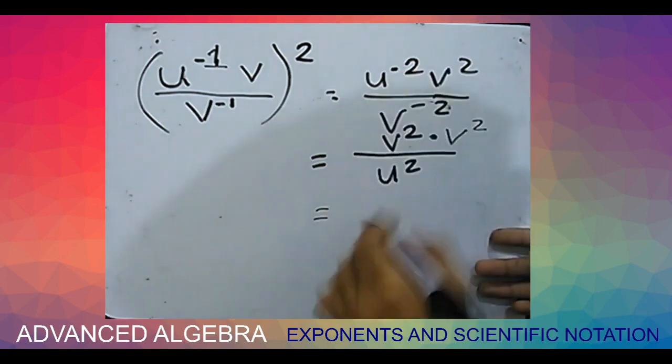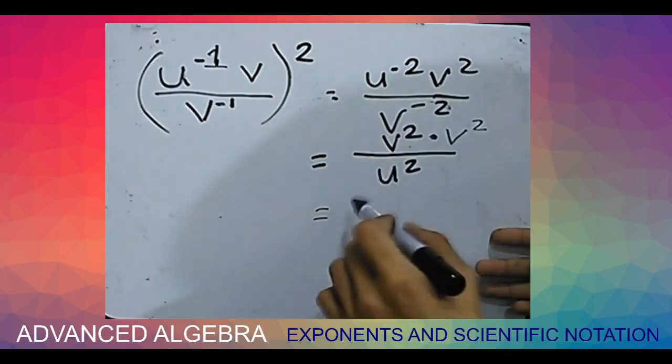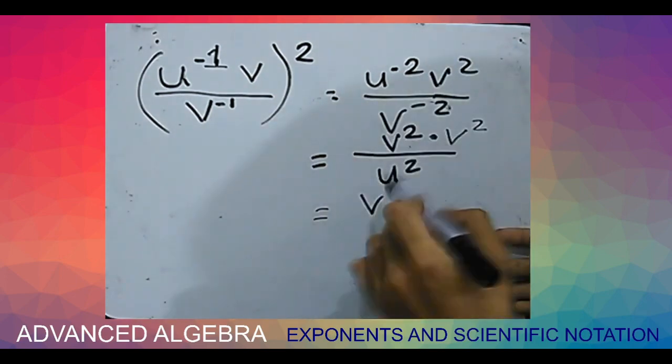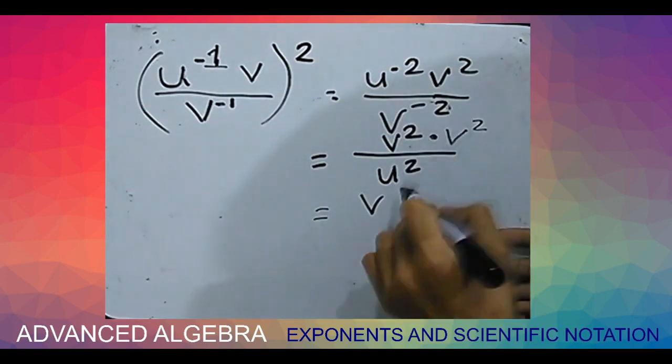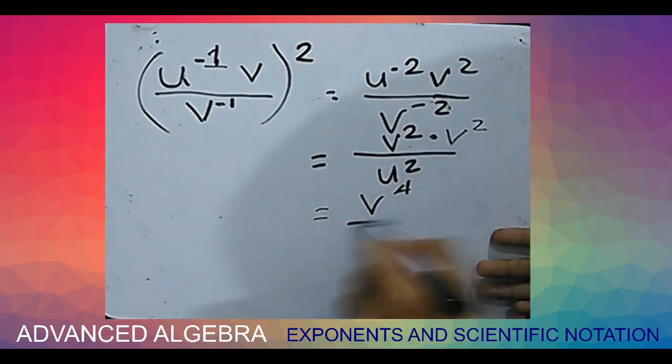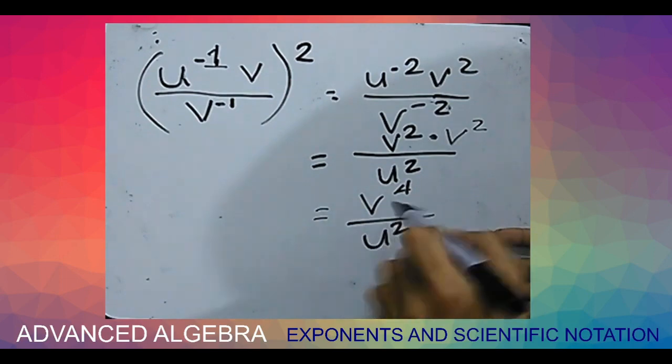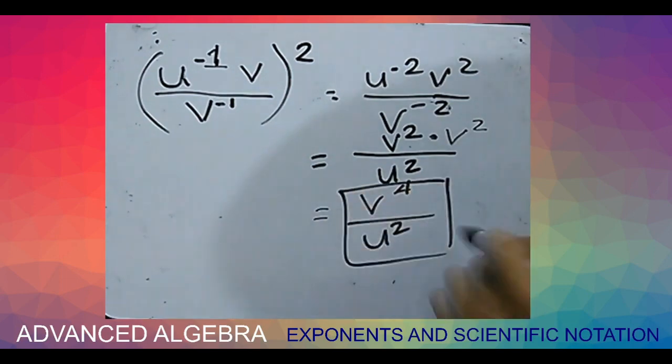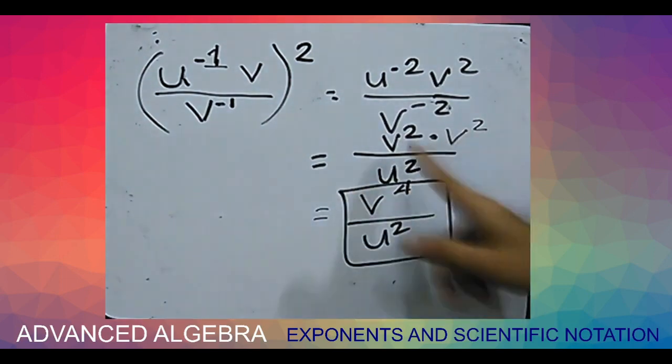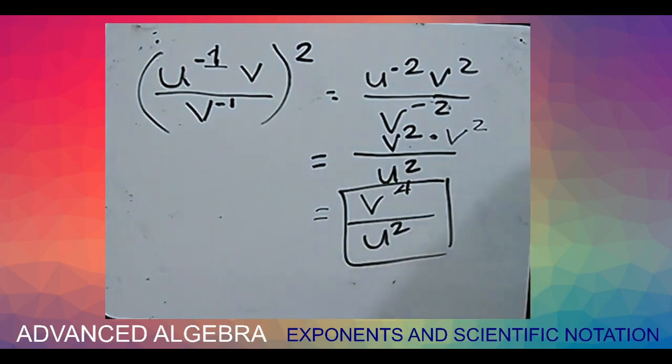Next. Yan, pagsasamahin naman natin yung exponent. So, 2 plus 2 is 4. U squared b to the 4th. So, ito na sagot. Okay? Pagsasamahin natin yung exponent, 2 plus 2, 4. Nasagot. So, di ba madali lang?